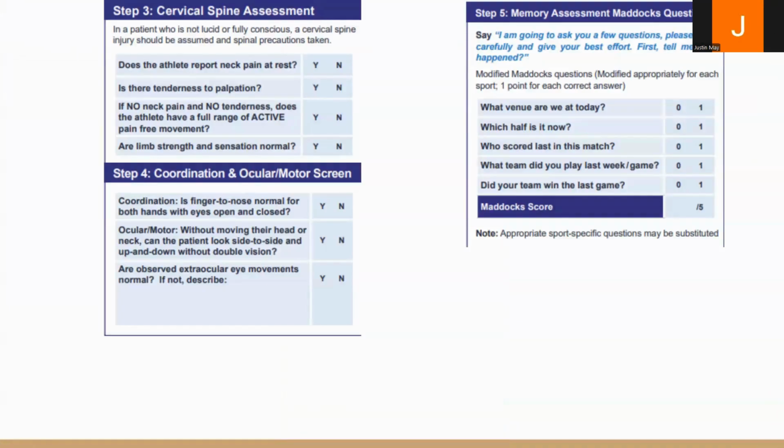Step 3, we have a cervical spine assessment. In a patient who is not lucid or fully conscious, a cervical spine injury should be assumed and spinal precautions be taken. But if not, we're going to be looking to see if the athlete is reporting any neck pain at rest. We're going to see if the athlete is allowing us to palpate. Is there tenderness to palpation, yes or no? If there's no neck pain and no tenderness, does the athlete have a full range of active pain-free movement? And are the limb strength and sensations still normal?